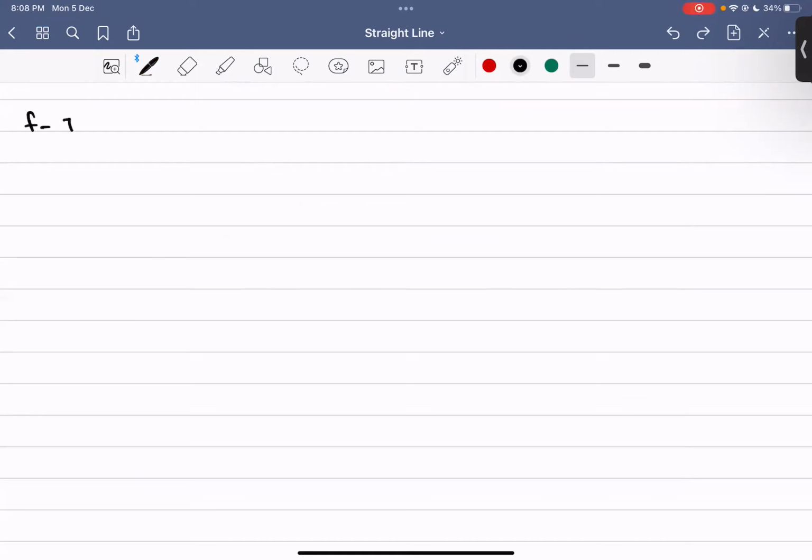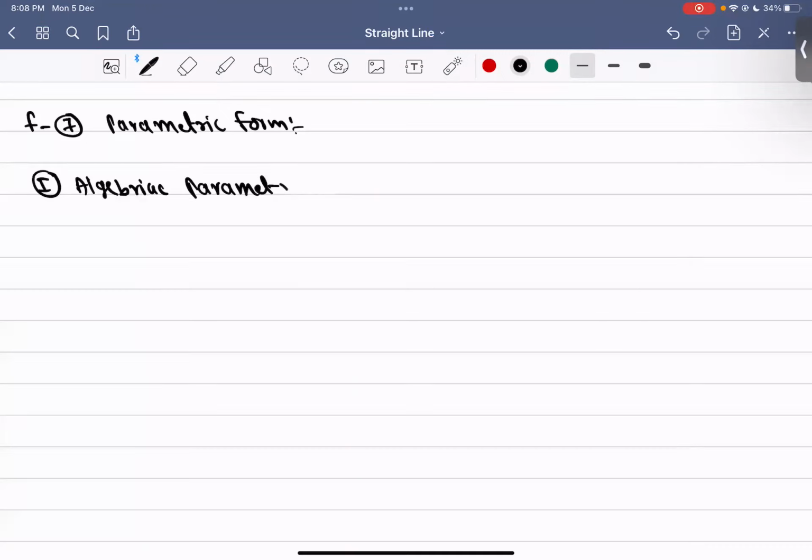Form 7 is parametric form. In this parametric form, again, there are two types. One is algebraic parametric form, and the second one is trigonometric parametric form. The first one is algebraic parametric form.